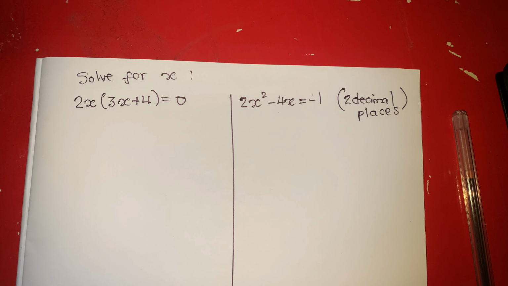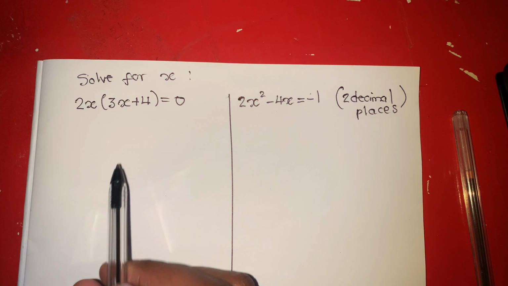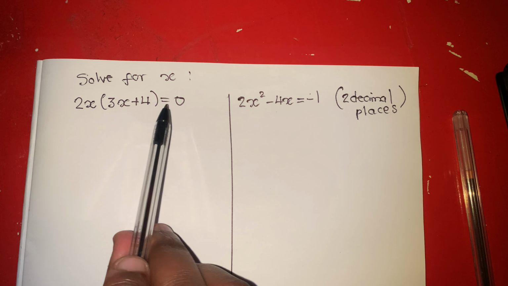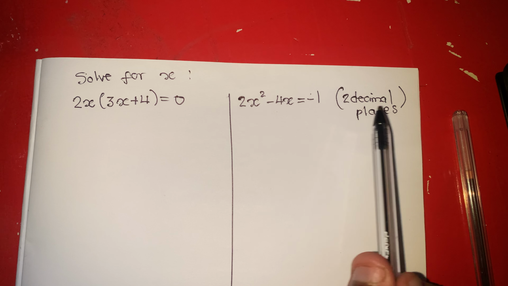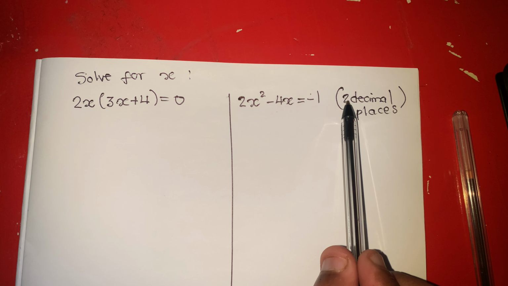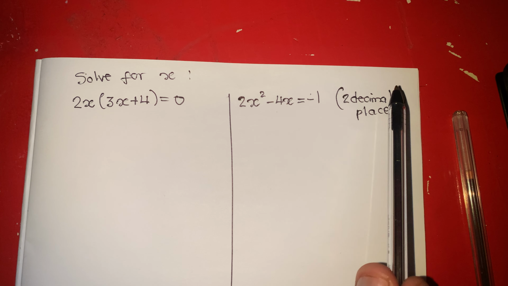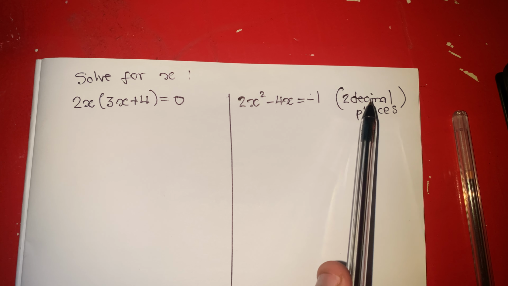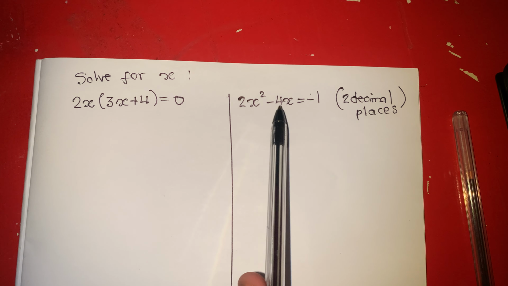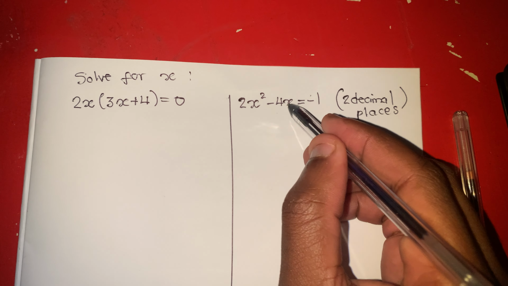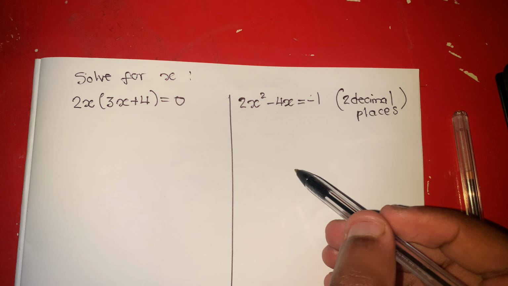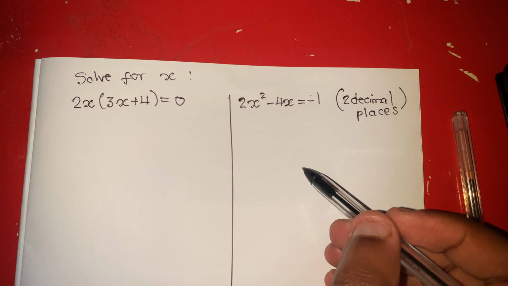In these equations, you are required to solve for x. So in the first equation, they equated it to 0, but in the second one, they specified that you should round your answer to 2 decimal places. Once they tell you to round your answer off to 2 decimal places, they're implying that you must use the quadratic formula. So your answer will have decimals.